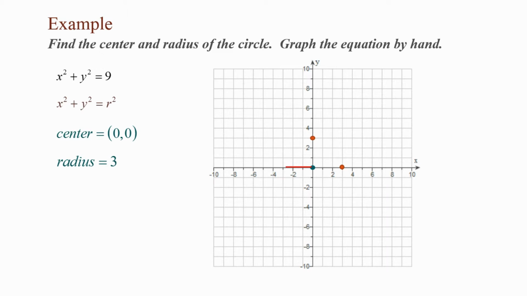Then I'm going to go left along my x-axis, 3. Then I'm going to go down 3. Four points is plenty to graph our circle. So now we have the graph of a circle with a center of (0, 0) and a radius of 3.